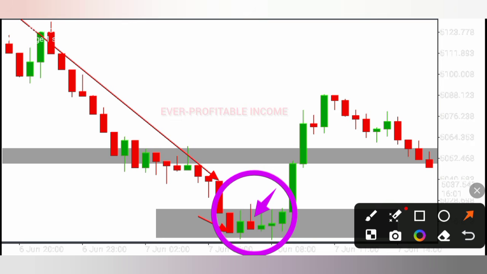An indecision candle tells you that currently there is no winner. The bears are not winning, the bulls are not winning. That is, the market is at a flat level. The pressure is the same. But having the inverted hammer right there tells us that price is likely going to reverse.